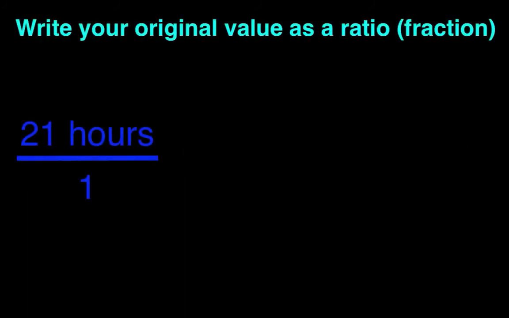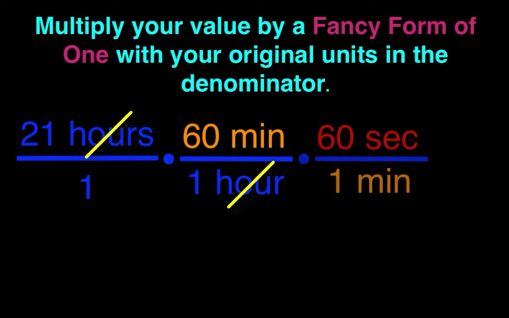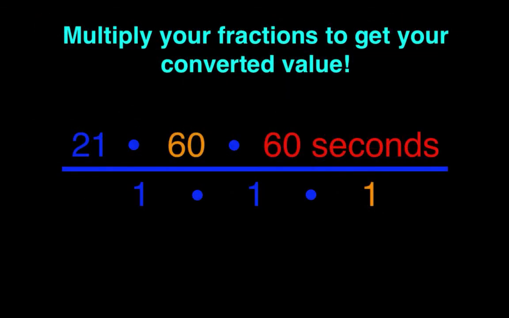Let's try converting 21 hours to seconds. We're going to write our original value as a ratio. We'll multiply by a fancy form of 1 so that our hours divide away to 1. We'll have to multiply by another fancy form of 1. This way our minutes divide away, and we're left with units of seconds. Now we multiply our fractions to get our converted value. 75,600 seconds.